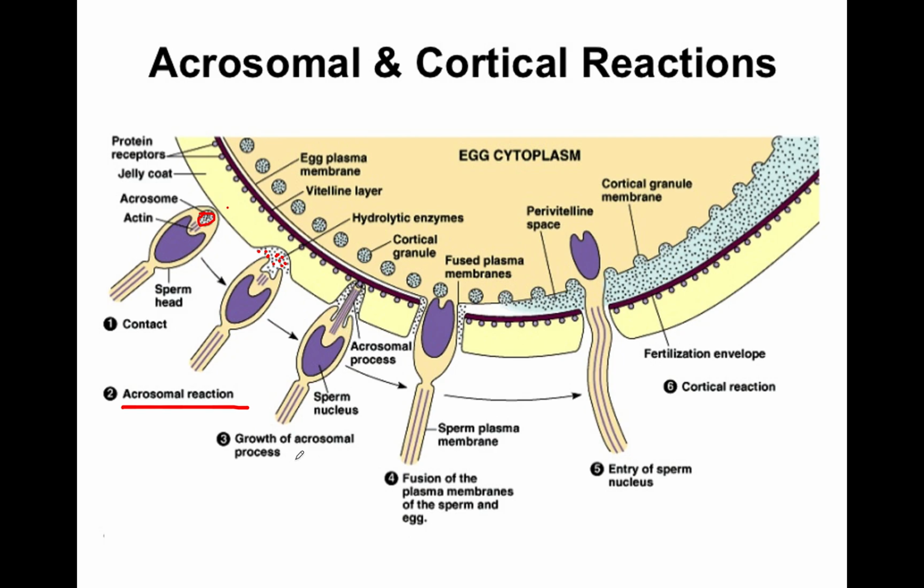At this stage, there is the growth of the acrosomal process. So these are proteins present in the head of the sperm, which extend and bind to the receptor proteins on the surface of the secondary oocyte. This is that specificity, ensuring that only sperm from the correct species will be able to gain entry to the secondary oocyte.